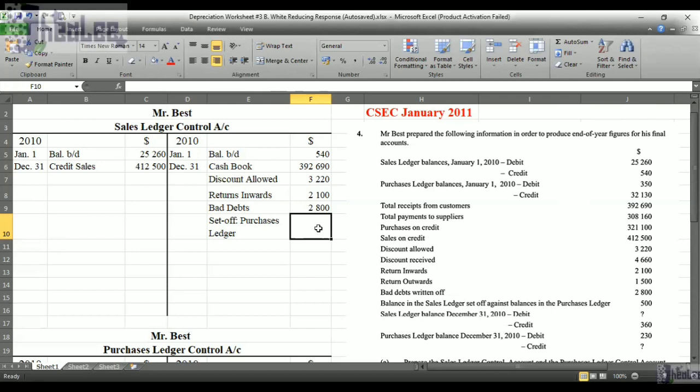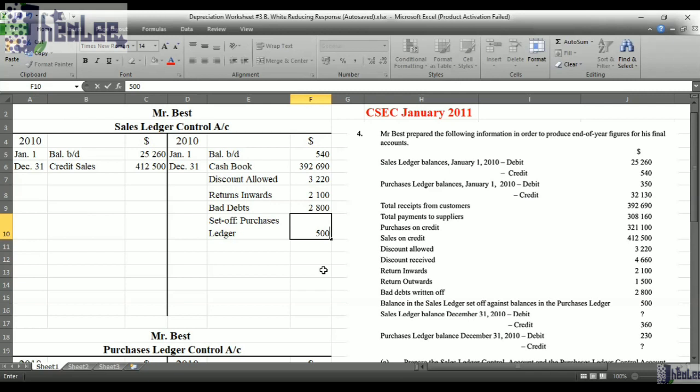The amount that we're setting off is $500. In a case where, for example, the question indicates 500 for sales ledger set off and 1,000 for purchases, which value would you set off? The response is that you would set off the lower value of $500.